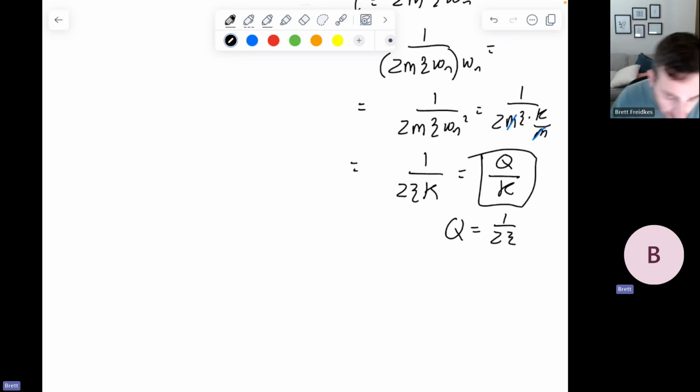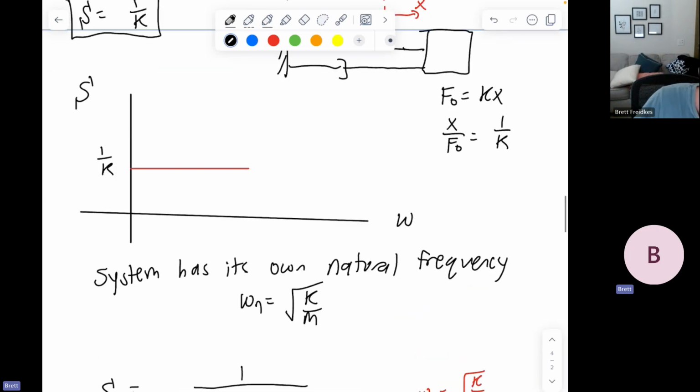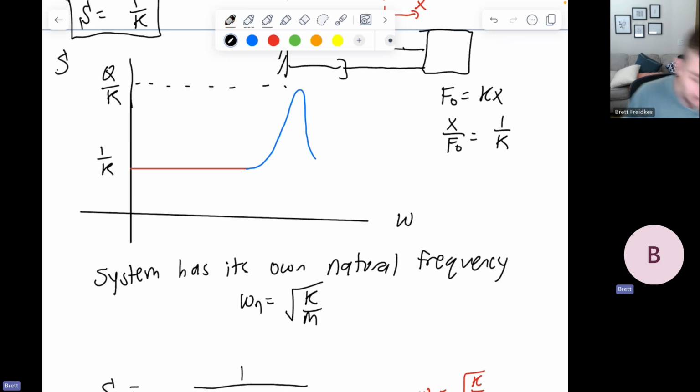So depending on the value of Q, we will see that as we approach the natural frequency, we will end up going up to some peak value and then ultimately dropping, where that peak value, to that point, I'll draw dash lines, is going to be Q over K. So depending on the quality factor of the system, that'll dictate how high a peak you have.